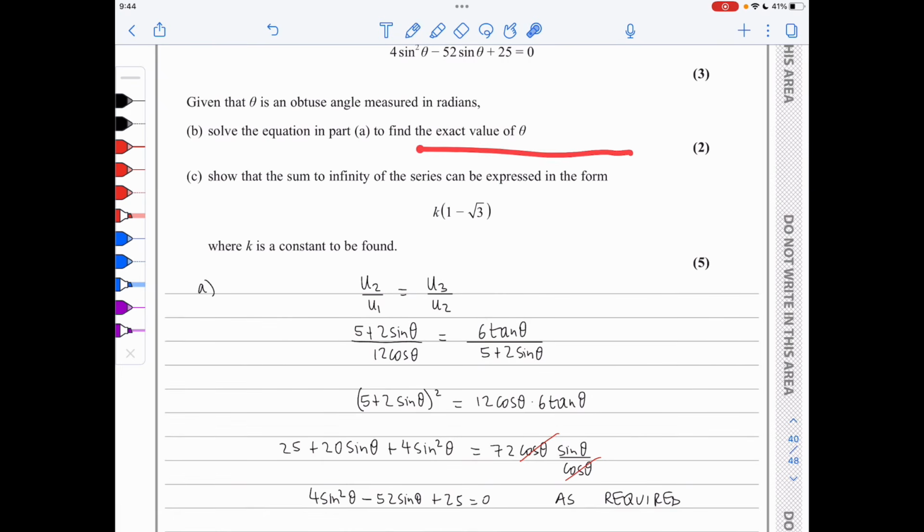In C, we need to show that the sum to infinity of this series can be expressed in this form, k brackets 1 minus root 3. So I will actually start by finding the first term. I'll find the common ratio and use the formula for the sum to infinity for a geometric series.